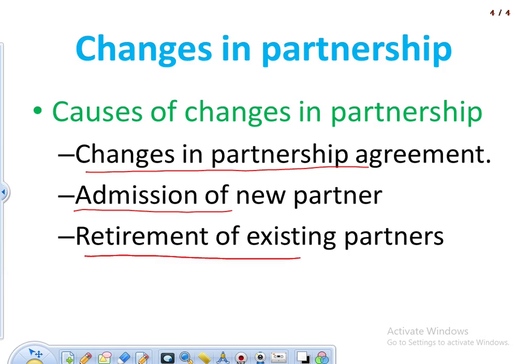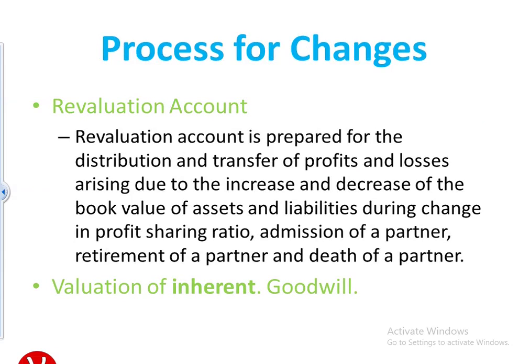When the partnership changes, we need to divide the year into two halves, before the change and after the change, because it is not always possible to change the partnership at the beginning or at the end of the financial year. Sometimes it can happen in between the year. We'll look into some problems and solve some questions based on that. But for now, just understand that when there is a change, the year is divided into two halves, before the change and after the change. Now, these are the proceedings that we have to do when there is a change in partnership.